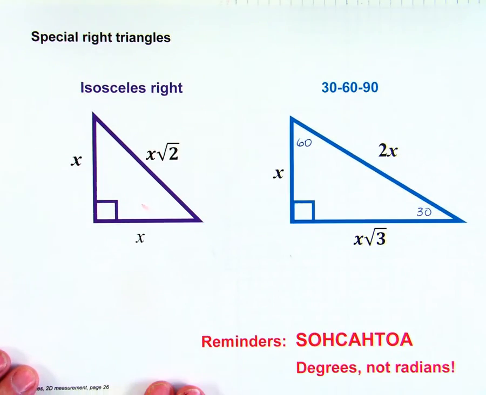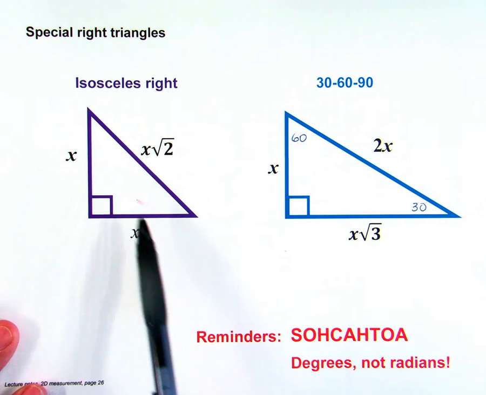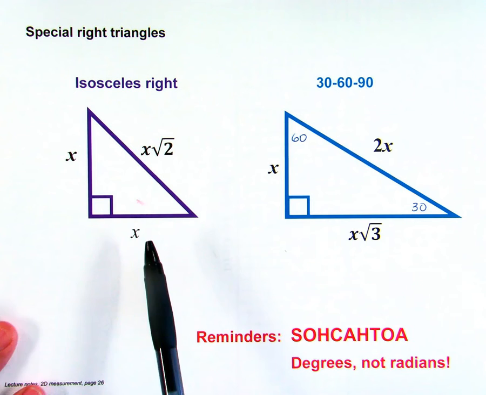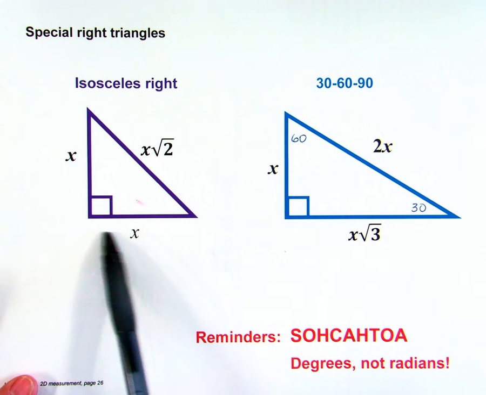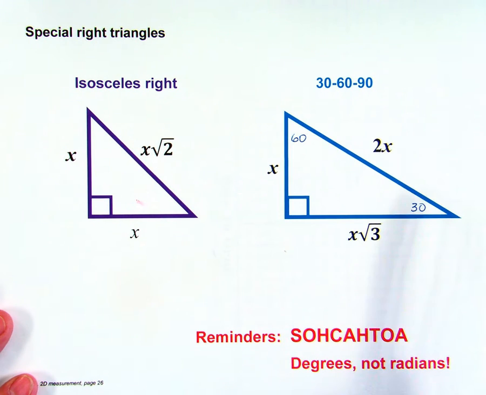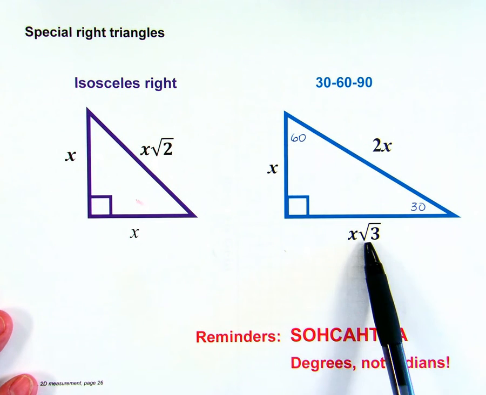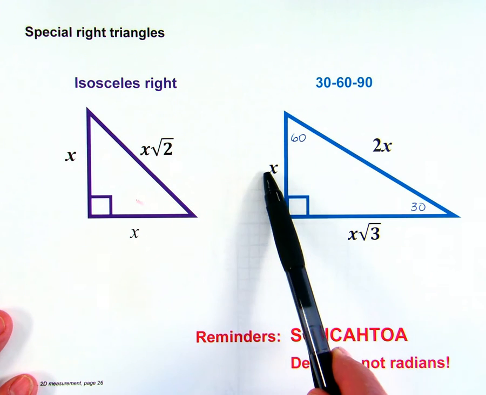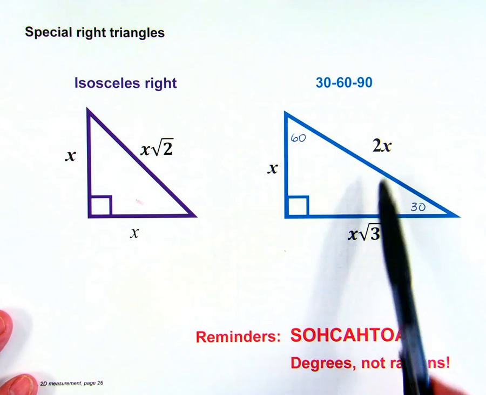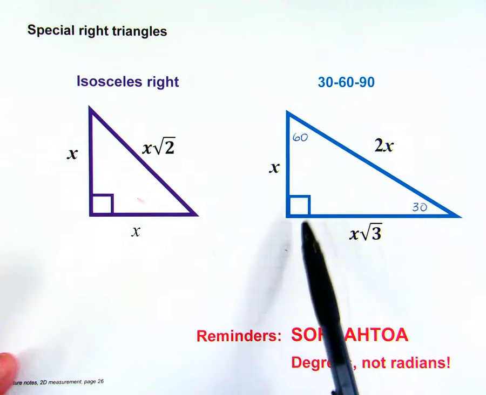We're going to do a few things with this. And let me remind you of your special right triangles. We have the isosceles right triangle, where the short side times the square root of 2 is the hypotenuse. In a 30, 60, 90 right triangle, the short side times 2 is the hypotenuse, and x times the square root of 3 is the middle side. Remember, x is the little one, 2x is the big one, and the square root of 3 is between x and 2x, so it's the middle.